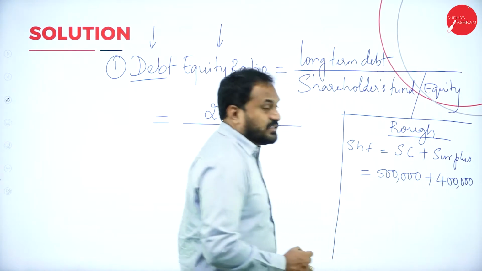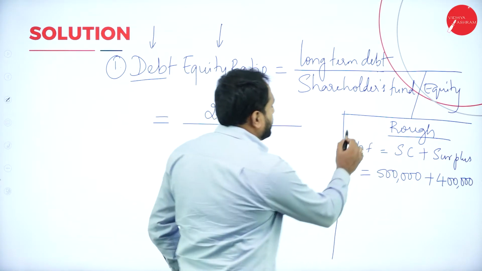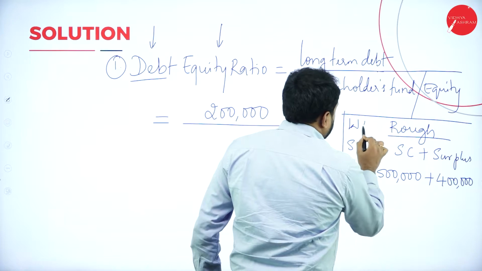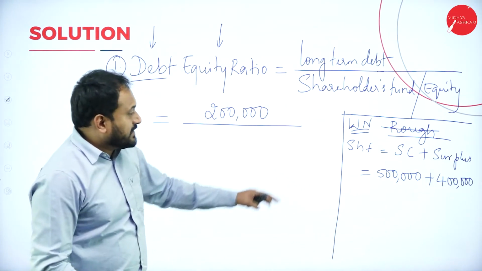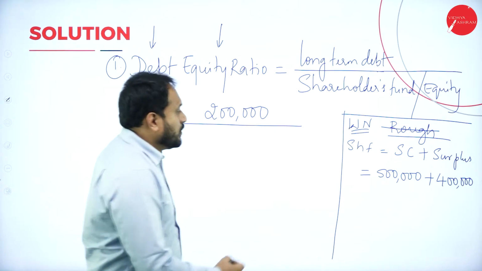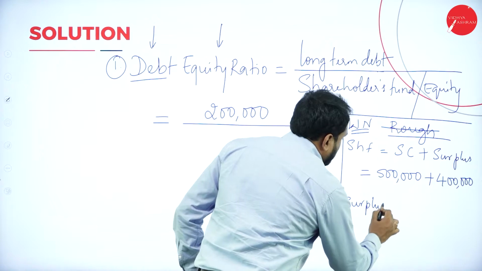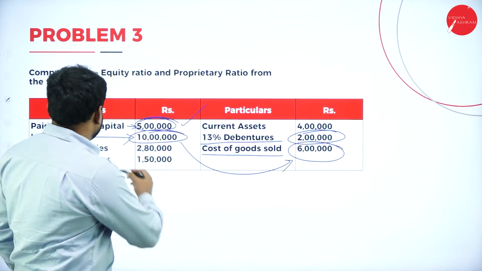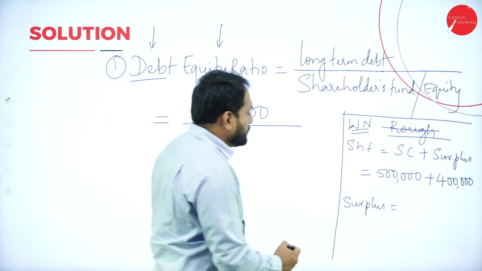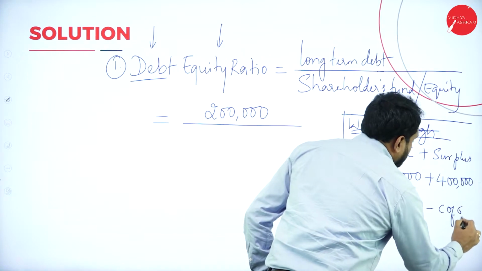So you can show this in the working note itself instead of writing rough here. Don't go with rough. Write working note. Extra marks you will get here too. Surplus is equal to net sale minus cost of goods sold.